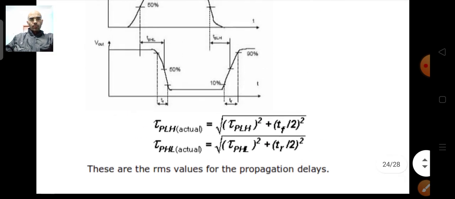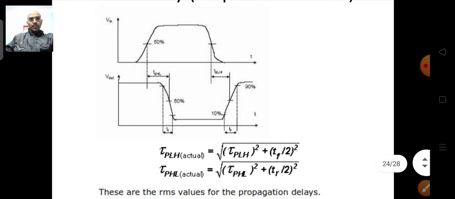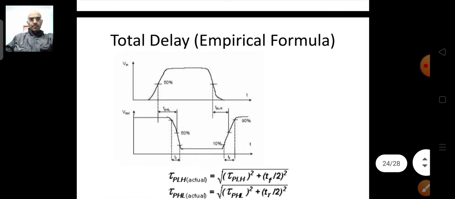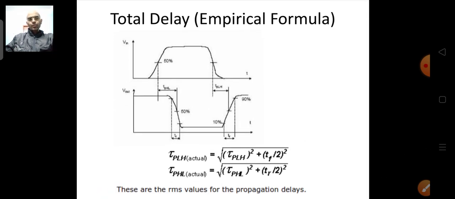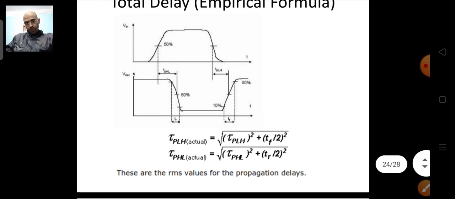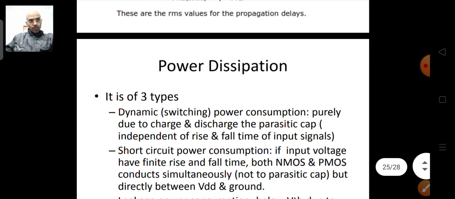Although this may look a little illogical to you, it is empirically derived. Empirical things are done after many iterations. Okay, so keep this in mind.